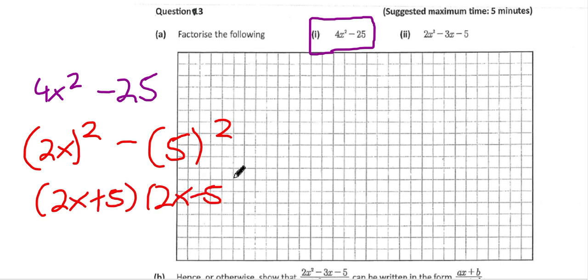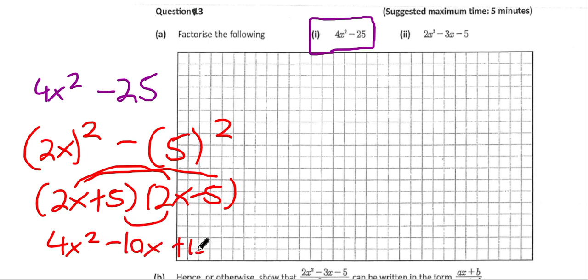Now, did any of you have any time left at the end of the exam? If you did, what could you do to check your answer? What's 2x by 2x? 2x by minus 5? 5 by 2x? Plus 10x? Minus 10x and plus 10x cancel, don't they? Plus 5 by minus 5? And guess what? I got the same thing. Yes. Alright, bring it up. Alright, guys.